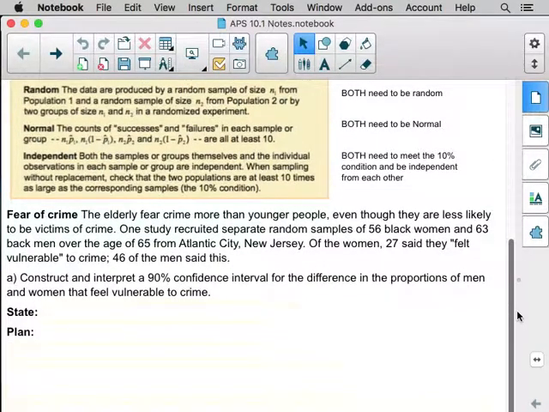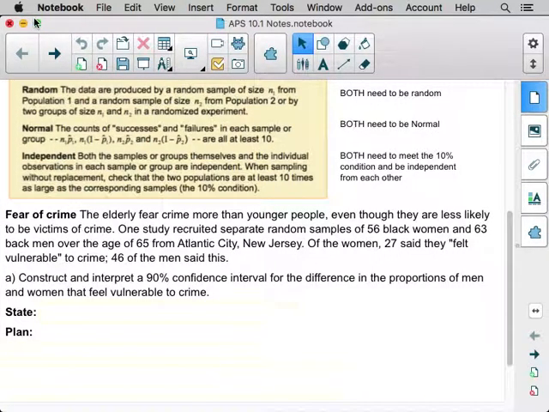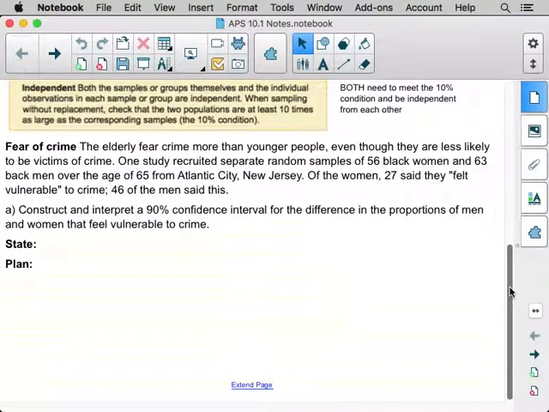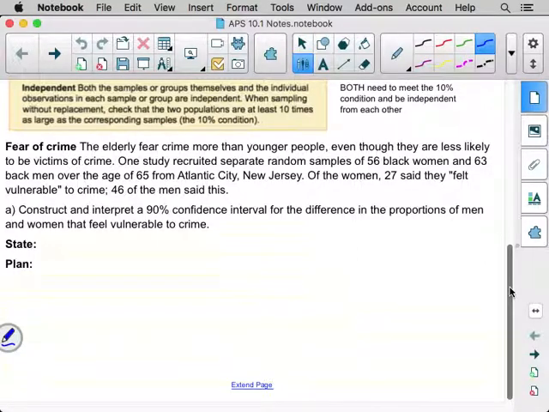and start practicing. The elderly fear crime more than younger people, even though they're less likely to be victims of crime. One study recruited separate random samples of 56 black women and 63 black men over the age of 65 from Atlantic City, New Jersey. Of the women, 27 said they felt vulnerable to crime. 46 of the men said this. Construct and interpret a 90% confidence interval for the difference in the proportions of men and women who feel vulnerable to crime. So once again, you see construct and interpret.